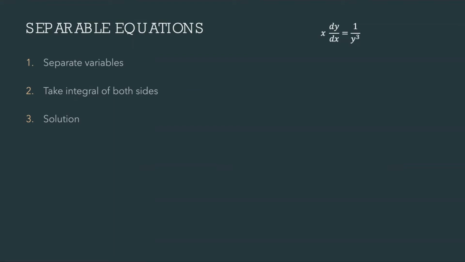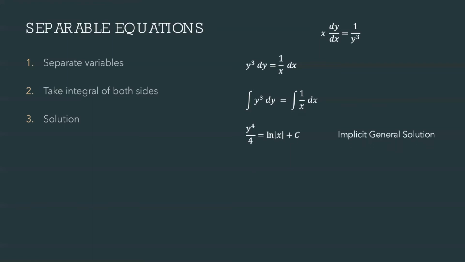So going on to the steps, step 1 is to separate the variables. What I did is that I multiplied y cubed to the left side and I divided x and multiplied dx to the other side. That results in y cubed dy is equal to 1 over x dx. Step 2 is to take the integral of both sides, and that would result in the solution, which is y to the fourth over 4 is equal to the natural log of x plus c. This is an implicit general solution.